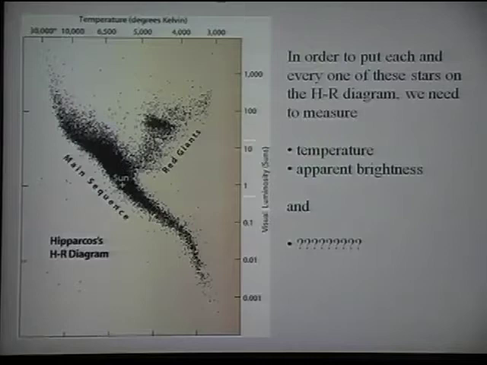Yeah, the stars are hotter at their cores than they are on their surfaces. So these temperatures are a measurement of the surface temperature of the star. It's the surface temperature of the star.